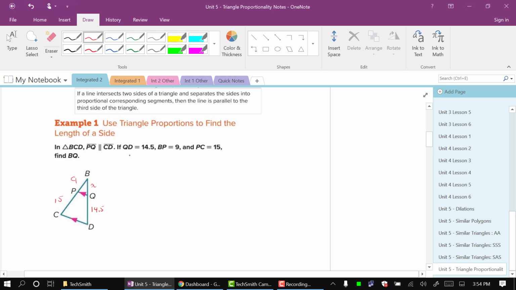So based on our proportionality theorem, we have that BP over PC equals BQ over QD. Again, this is the triangle proportionality theorem.